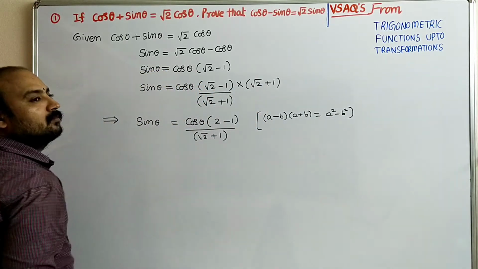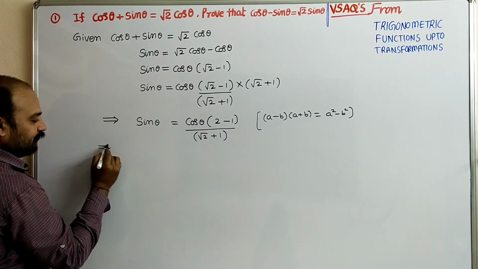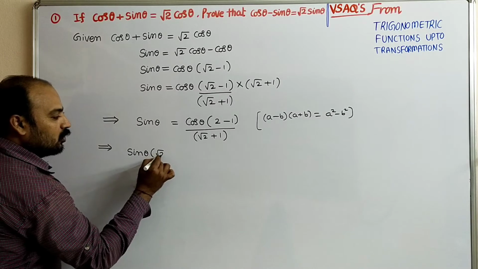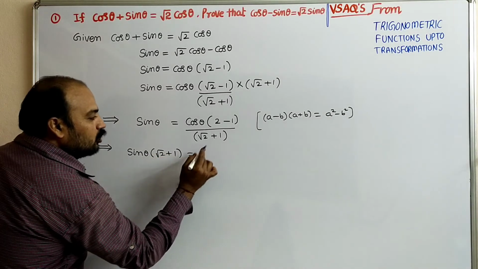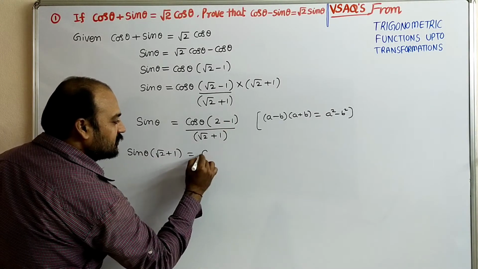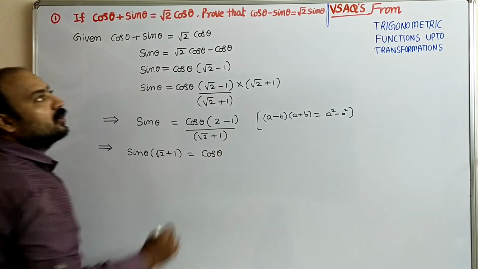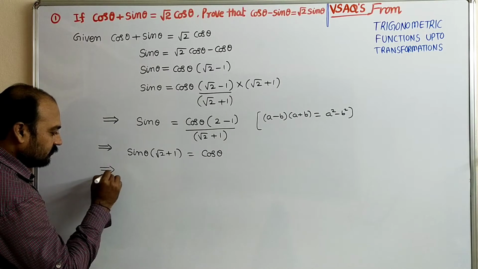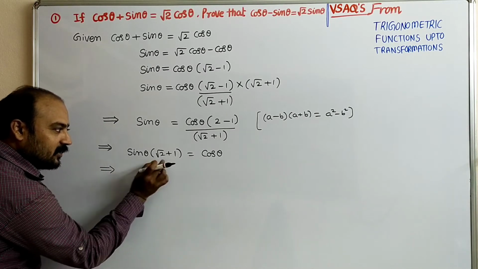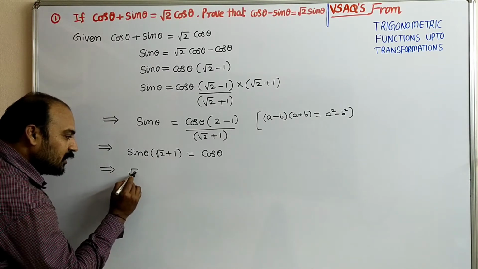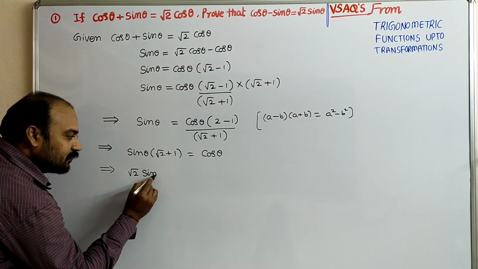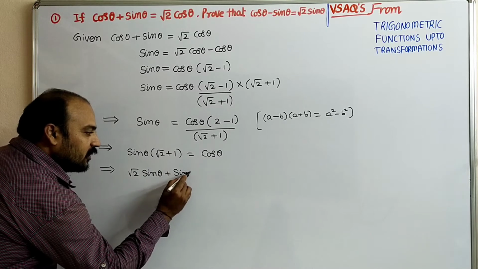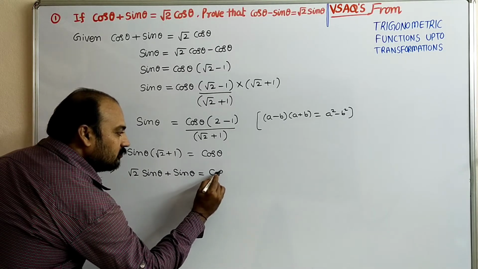Here cross multiply: sin theta into root 2 plus 1 equal to 2 minus 1, which is 1, into cos theta, which is cos theta. After that, each and every term multiplying with sin theta. So root 2 sin theta plus 1 into sin theta is equal to cos theta.